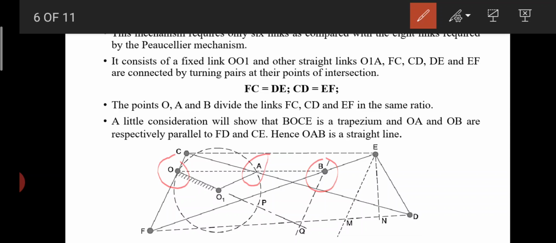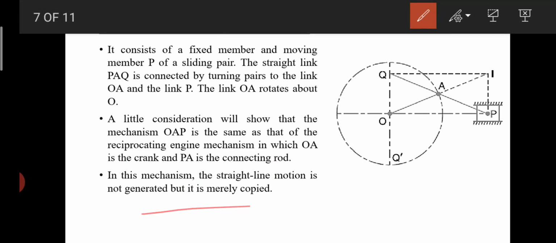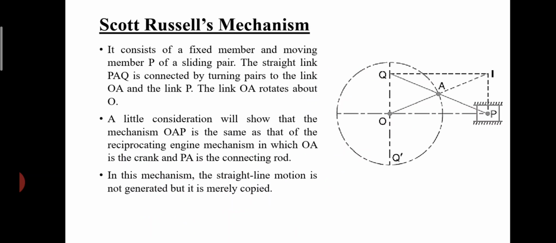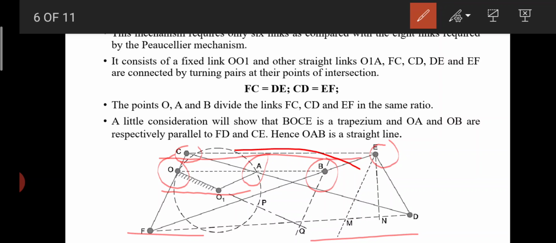A little consideration will show that BOCE is a trapezium, and OA and OB are respectively parallel to FD. So FD is parallel to OA and CE is parallel to OB. Hence OAB is a straight line.